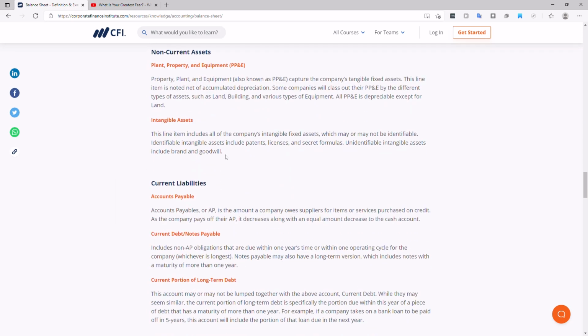Intangible assets. This line item includes all of the company's intangible fixed assets, which may or may not be identifiable. Identifiable intangible assets include patents, licenses, and secret formulas. And often these are, I believe, amortized.